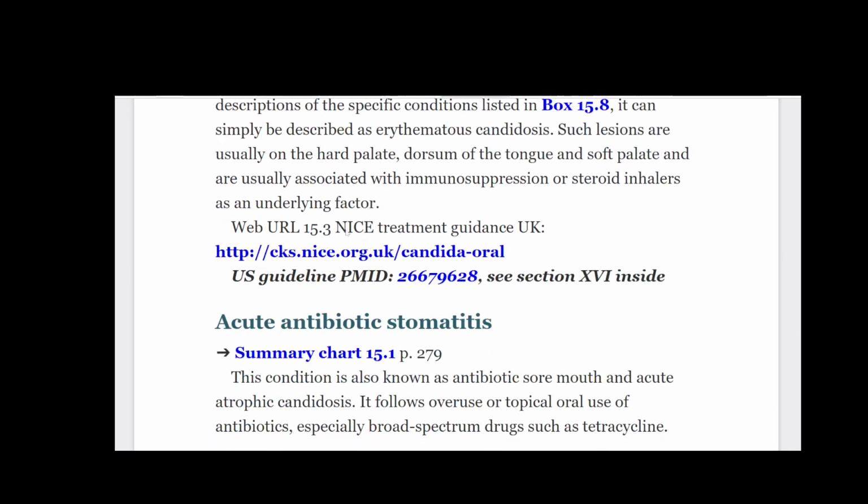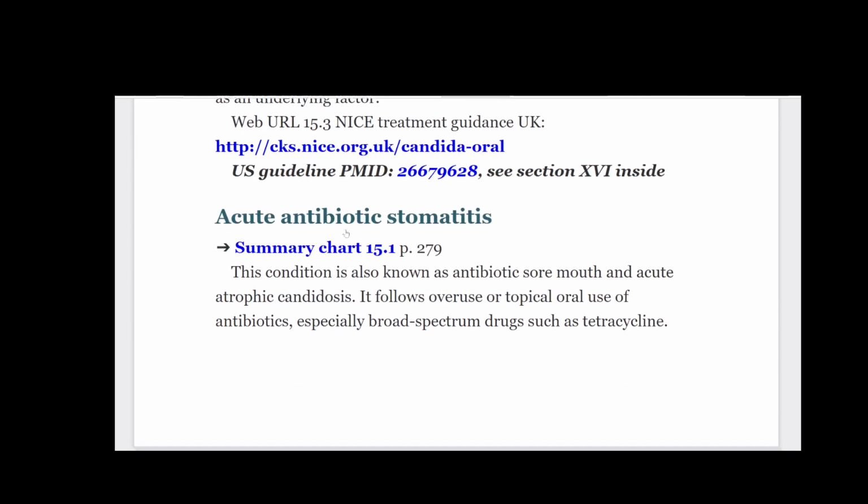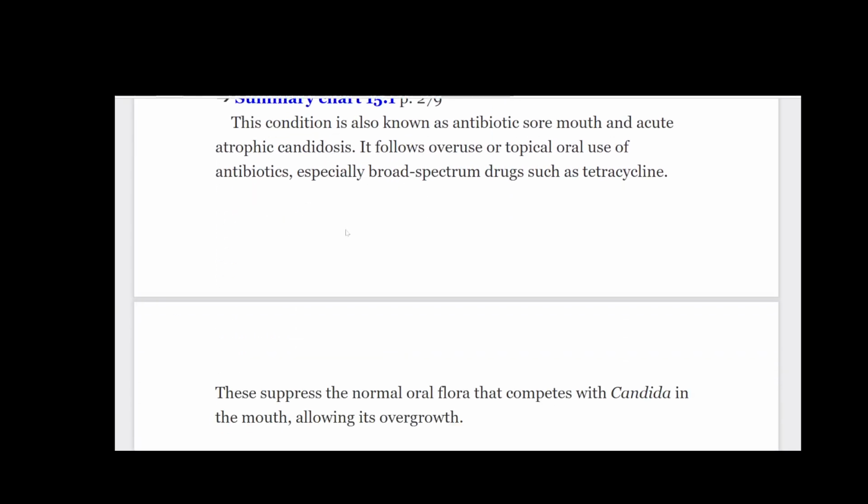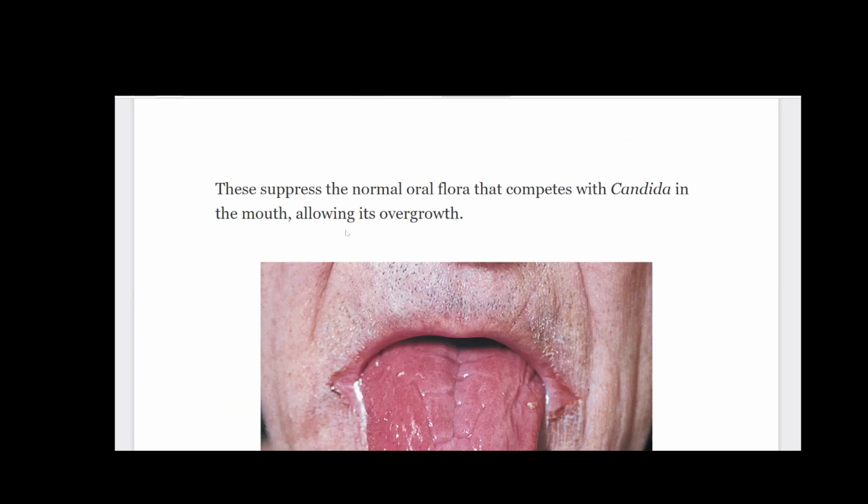26679628, see Section 16 Inside. Acute antibiotic stomatitis, Summary Chart 15.1, page 279. This condition is also known as antibiotic sore mouth and acute atrophic candidosis. It follows overuse or topical oral use of antibiotics, especially broad-spectrum drugs such as tetracycline. These suppress the normal oral flora that competes with candida in the mouth, allowing its overgrowth.